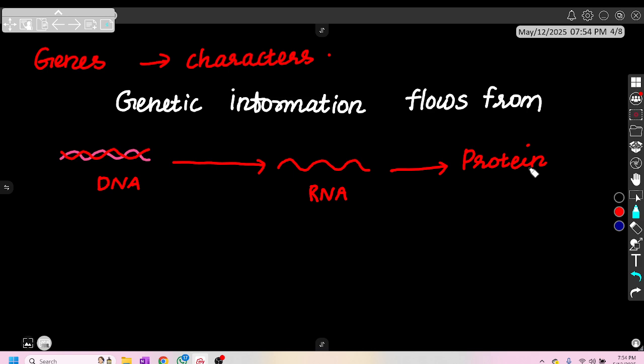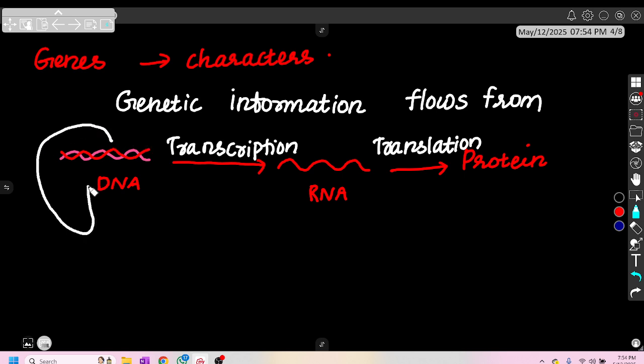The formation of RNA from DNA, there is a term for that. It is called transcription. Formation of RNA from DNA is called transcription. Then what is the name given to the formation of protein from RNA? It is called translation. So RNA to protein is called translation. One more term is the formation of DNA from DNA itself. DNA is formed from DNA only. That process is called replication. So we have learned three processes: replication, transcription and translation.